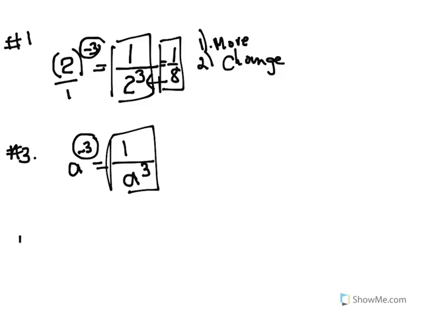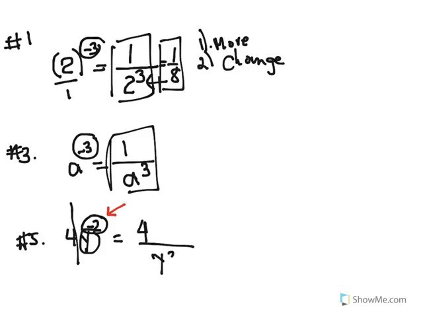What about number 5? In number 5, I have 4y to the negative 2. Please note that this negative 2 belongs to y, not to the 4. So the 4 stays, and y to the negative 2 means that this y to the second should go to the denominator. So the answer to this whole thing is 4 divided by y to the second.